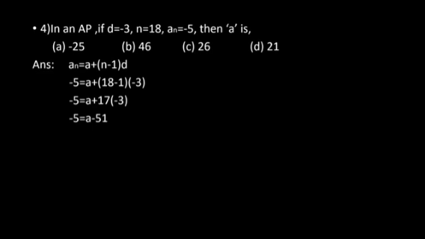Minus 5 will stay like that only. So we will get minus 5 is equal to a minus 51. Now I'll take that minus 51 to the other side. It will become plus 51. So we will get 51 minus 5 is equal to a. By subtracting 51 with the 5 we will get a is equal to 46. Therefore, the answer for this question is option B, 46.